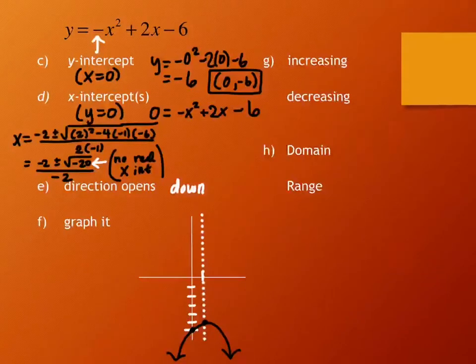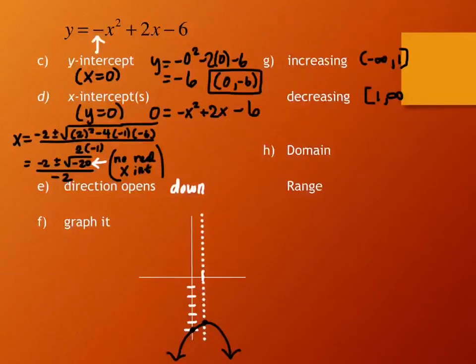Our graph is increasing, basically on the left-hand side of this. So over here, the graph is increasing. So that would be from negative infinity to 1. And then it's decreasing after that, from 1 to infinity.